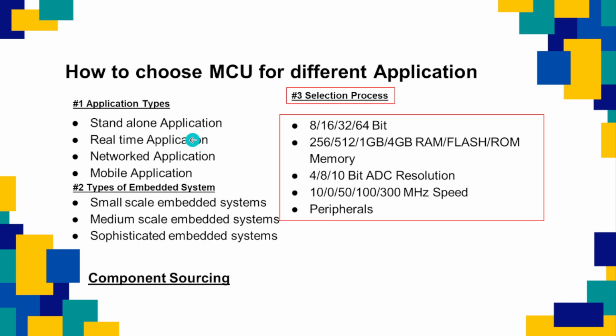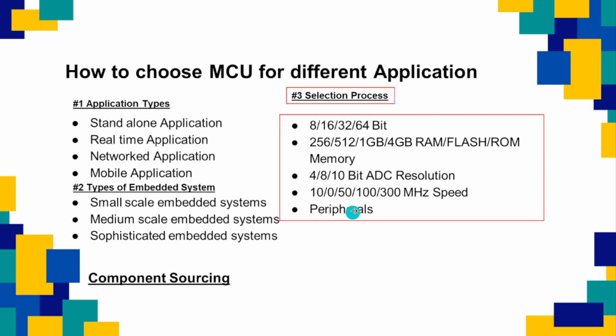First identify the specific real-time requirements of the application, such as strict timing constraints, deterministic behavior and rapid response to events. Choose a microcontroller with a high clock speed and efficient processing capability to meet the real-time demands. Next one is the network application. Determine the required network connectivity such as Ethernet, Wi-Fi, Bluetooth or other protocols.